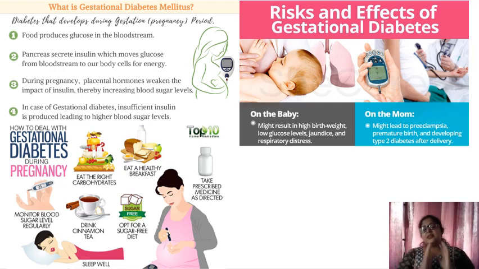So gestational diabetes is a particular condition which takes place during the gestation period, where either the formed insulin is very much weakened by the placental hormones, or there is insufficient insulin production due to the effect of the enlarging uterus. What can happen? The risk to the mom: it can lead to preeclampsia, premature birth, and if not treated, gestational diabetes mellitus, GDM, can develop into type 2 diabetes after delivery. In case of the child: high birth weight, low glucose level, jaundice, and also respiratory distress.